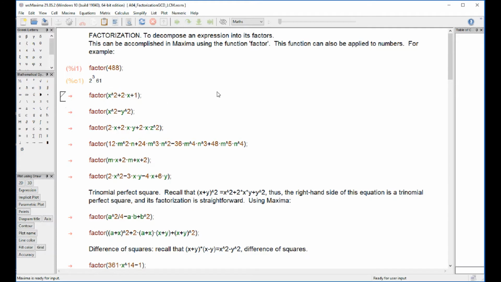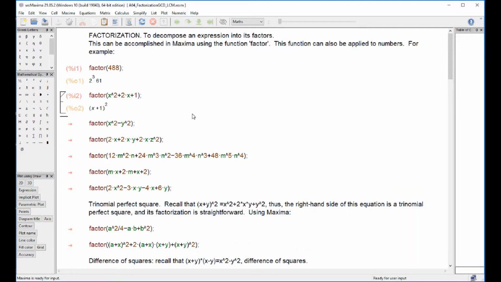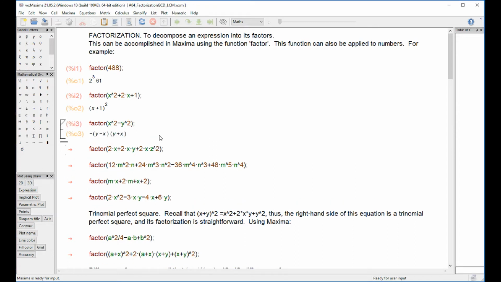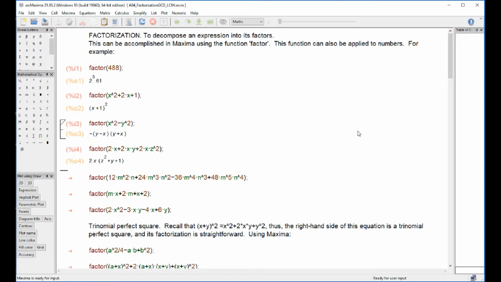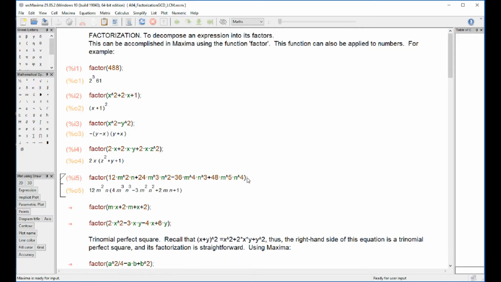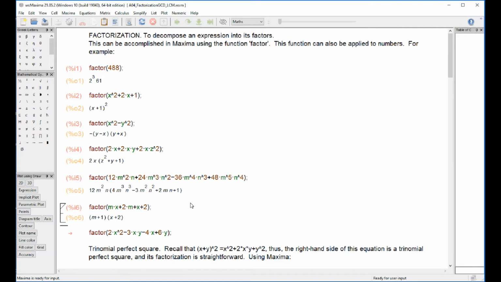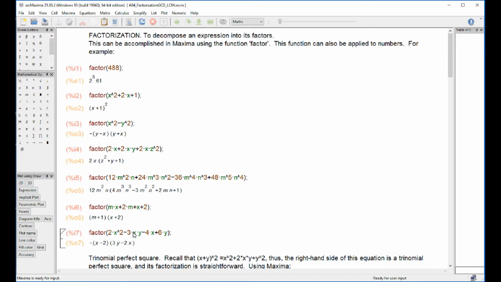Now we're going to factor this trinomial, which you may remember is the expansion of a binomial. So with the shift enter, it turns out to be x plus 1 squared. X squared minus y squared is equal to y plus x times y minus x, and x plus y times x minus y. The x minus y is presented by this term. Here we have another polynomial that we can factor in this manner. This one gets factored like this, this one gets factored like this, and this one gets factored like this.